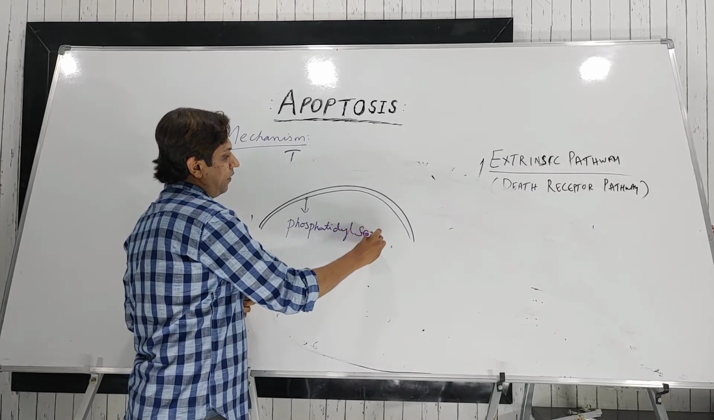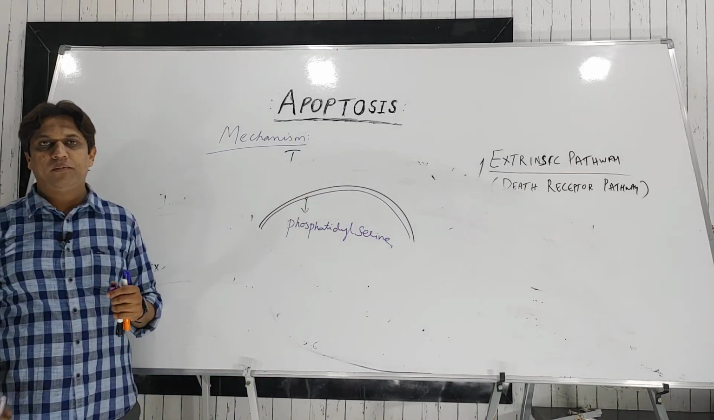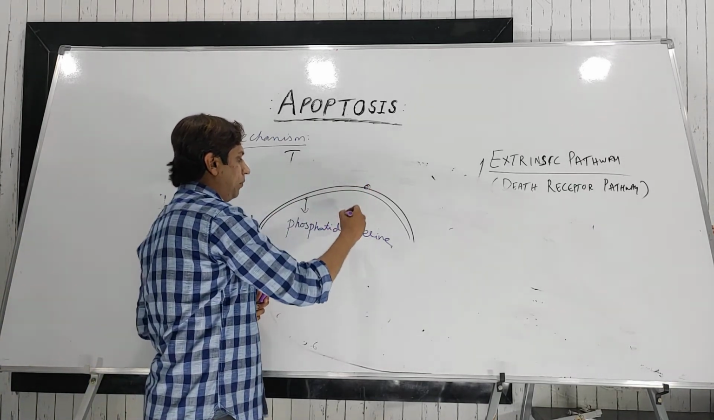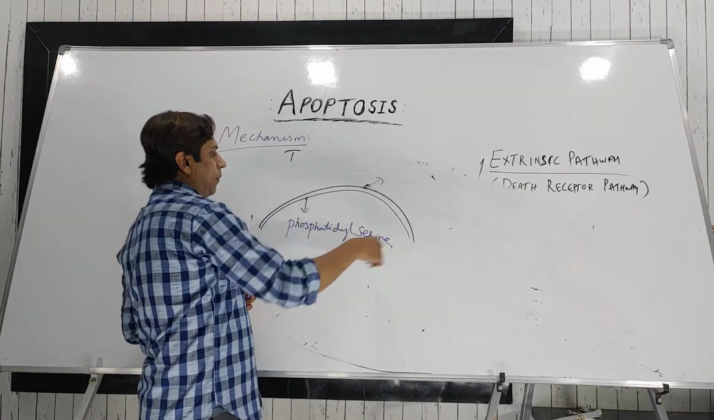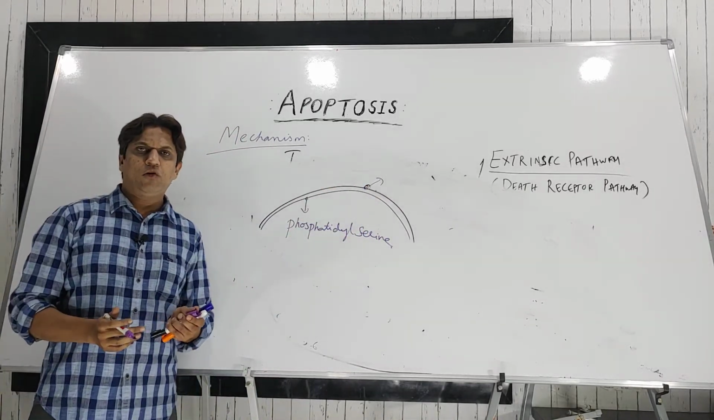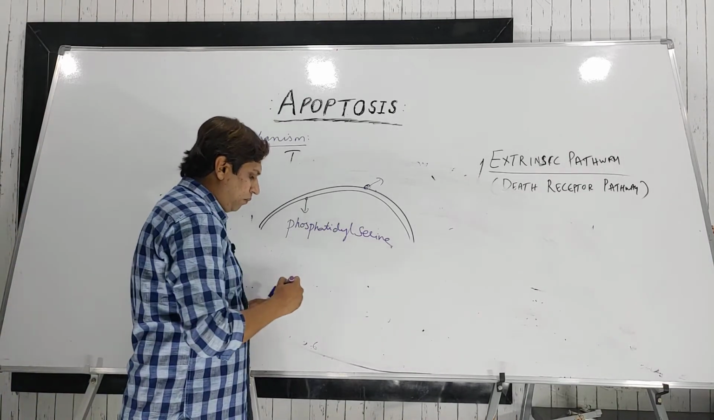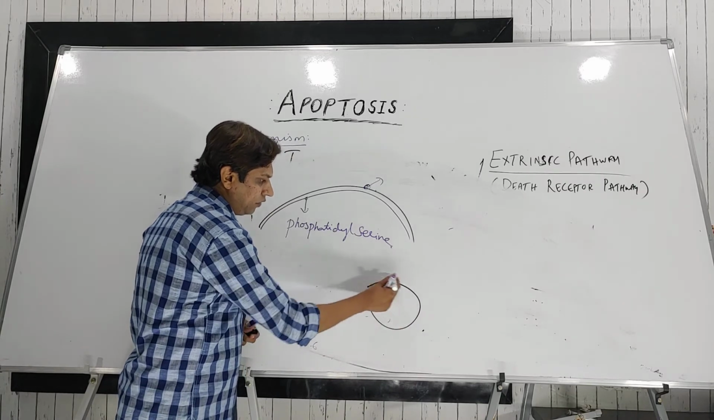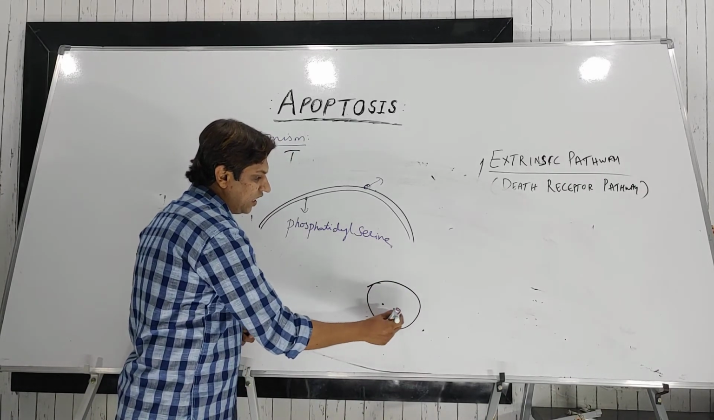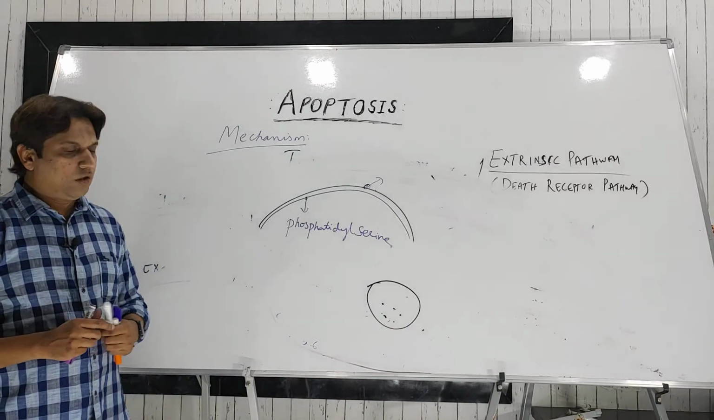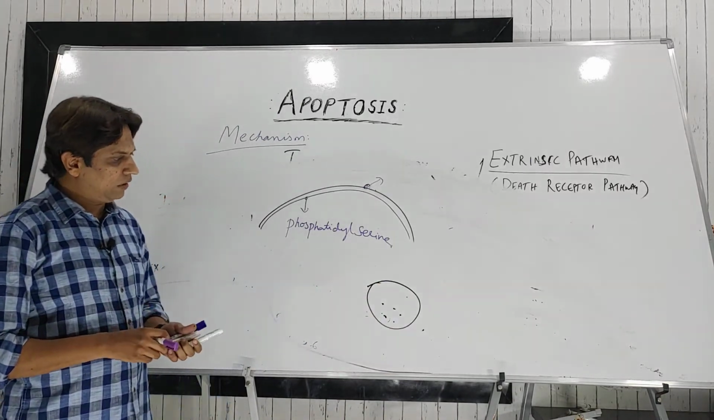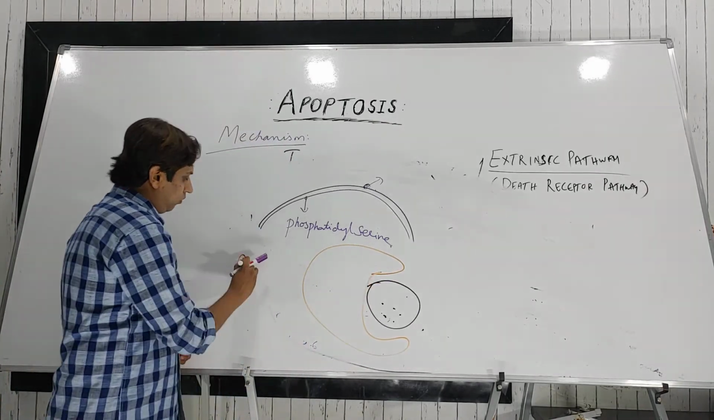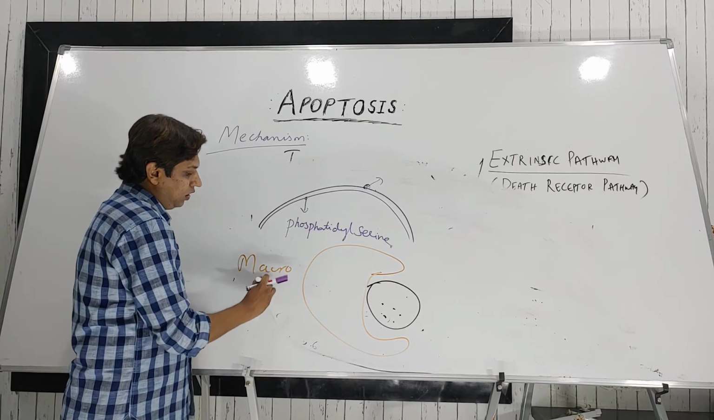Phosphatidylserine is usually present on the inner aspect of the cell membrane. During the process of apoptosis it is flipped to the outer aspect of the cell membrane, so phosphatidylserine is now present on the outer aspect. The apoptotic bodies which are formed are basically membrane bound bodies which have the degraded cell organelles and the nuclear material. These apoptotic bodies are engulfed by macrophages, and macrophages will digest them.